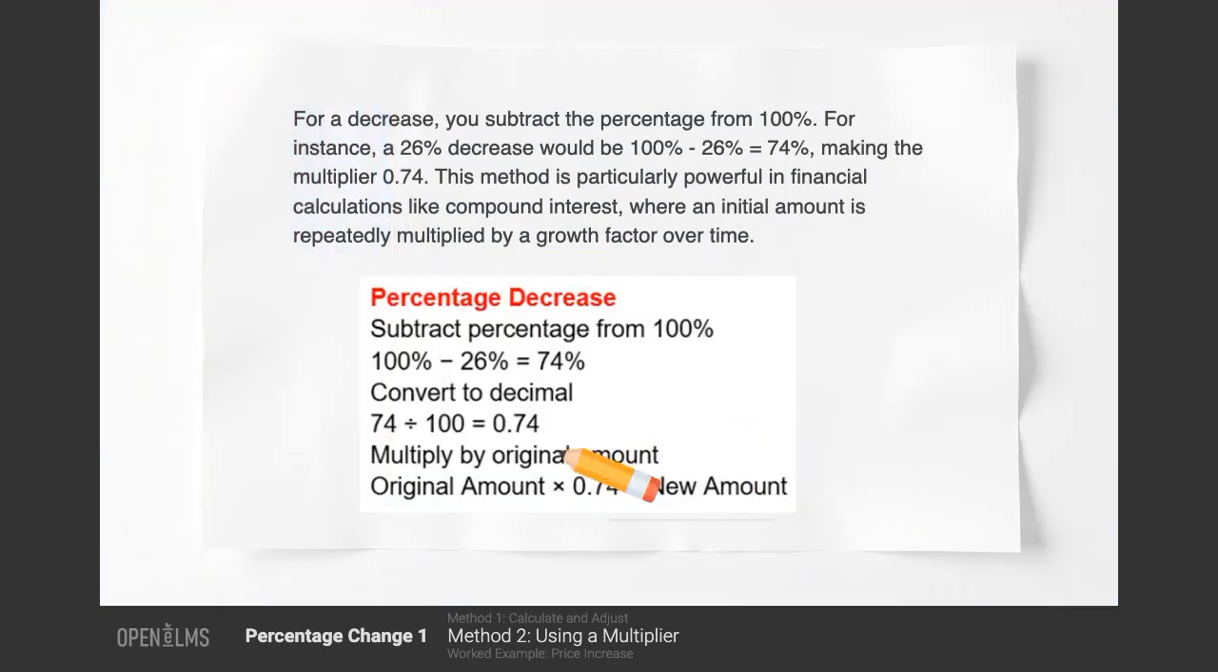For a decrease, you subtract the percentage from 100%. For instance, a 26% decrease would be 100% minus 26% equals 74%, making the multiplier 0.74. This method is particularly powerful in financial calculations like compound interest, where an initial amount is repeatedly multiplied by a growth factor over time.